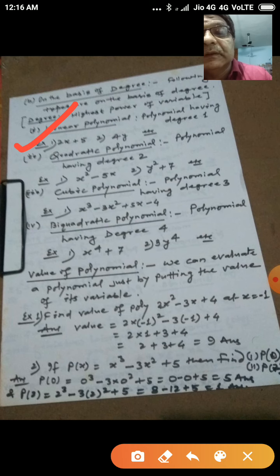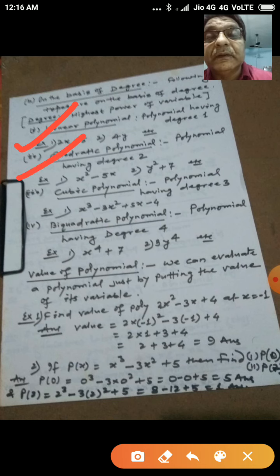So example is 2x plus 5 or 4y, etc. Similarly, when the polynomial is having degree 2, then it is called quadratic polynomial. For example, x square minus 2x or 5x. Second is y square plus 7.